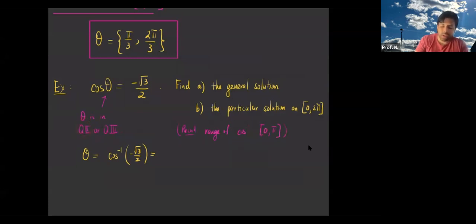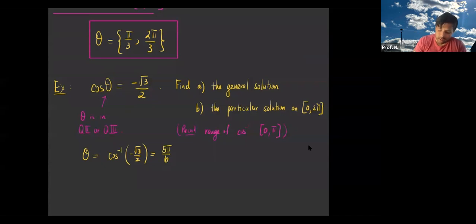So what's the angle in quadrant 2 that's associated with rad 3/2 for cosine? And that's going to be an angle associated with the angle 30 degrees. Cosine of 30 degrees is rad 3/2. So cosine of the angle in the second quadrant whose reference angle is 30 degrees will give me negative rad 3/2. And what's that angle? It's 150 degrees, which in radians would be 5 pi over 6. So that's what you would get as my answer.